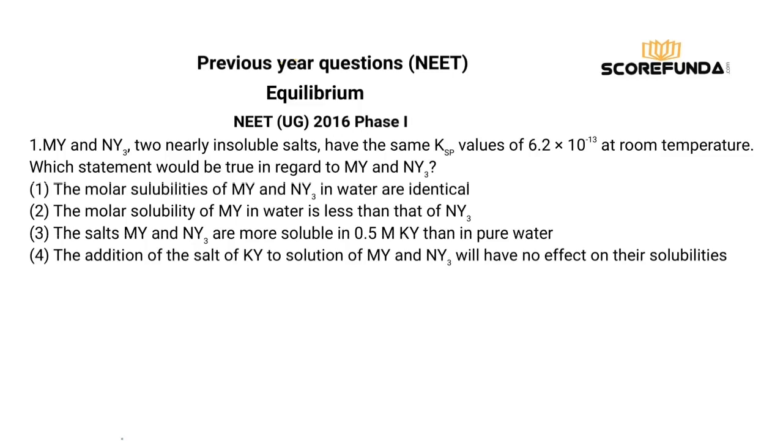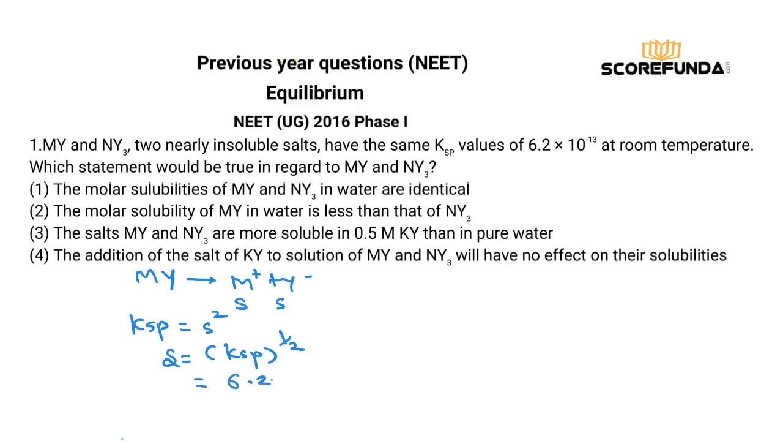For example, MY will give M plus Y minus. If this is S and S, so then Ksp will be equals to S square, or S will be equals to Ksp to the power 1 by 2. That will be equals to 6.2 into 10 to the power -13, to the power 1 by 2.